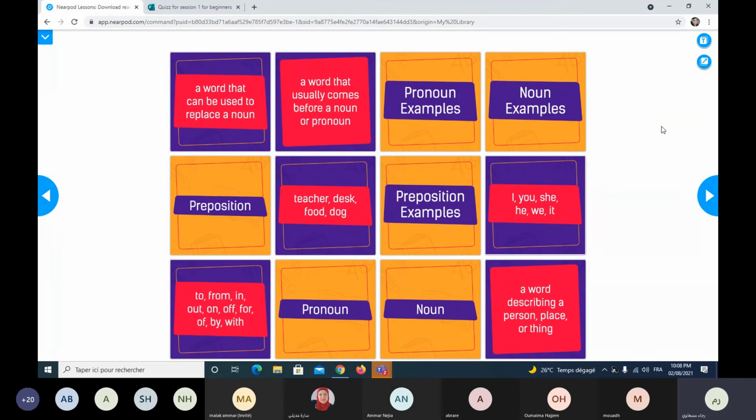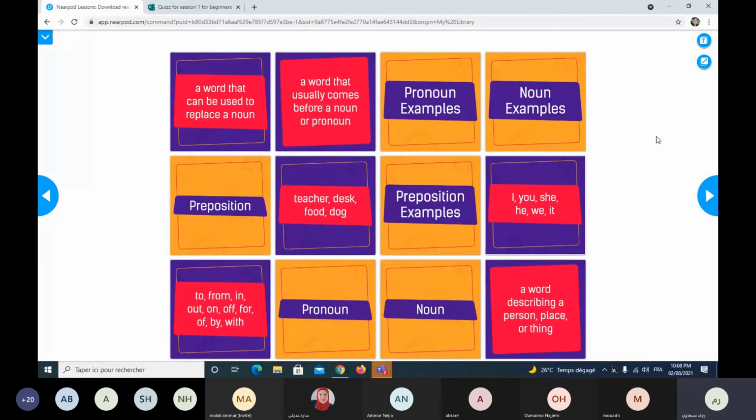Okay, next you will give me some examples of pronouns, some examples of nouns. Okay, preposition. What is a preposition? Here you have an example: teacher, desk, food, dog. What is this? These are examples of what? Next, you will give me examples of prepositions.